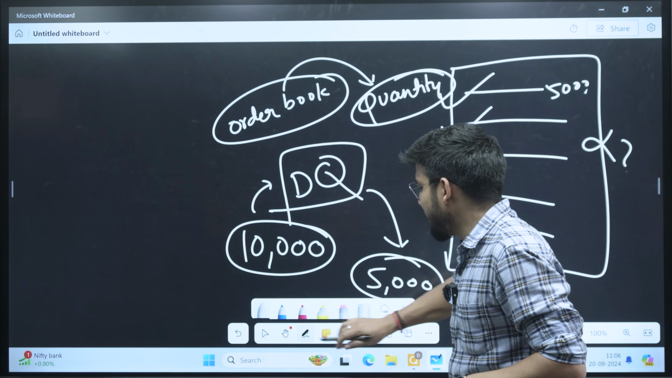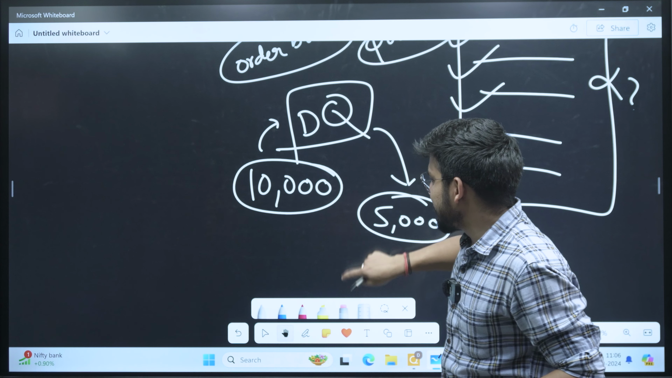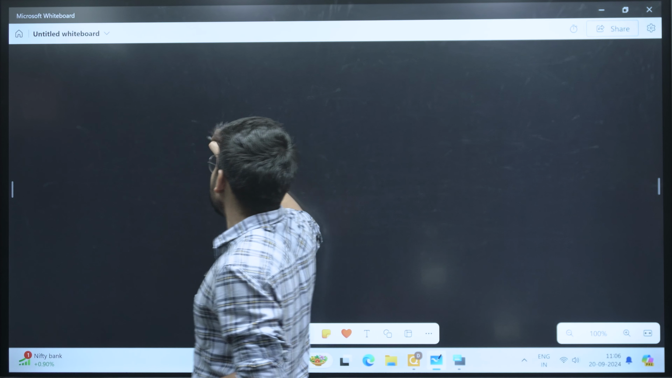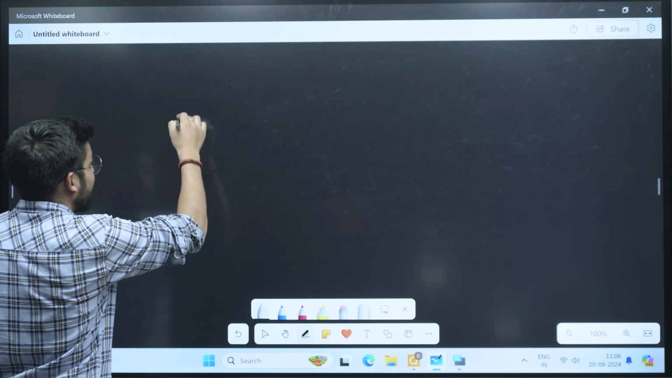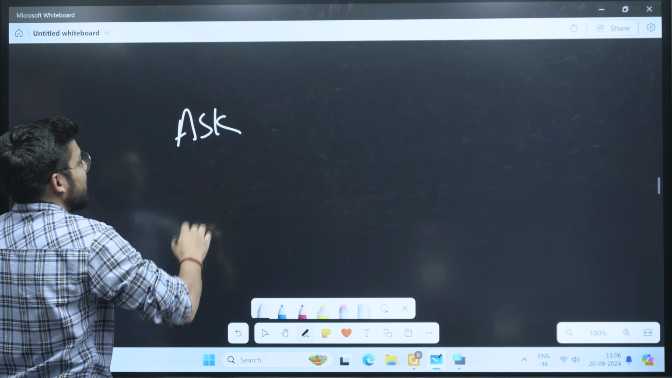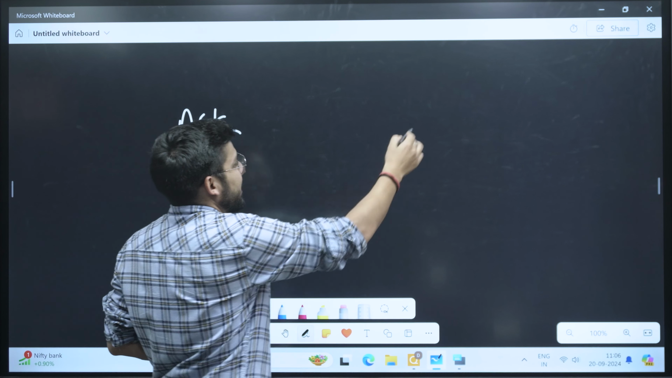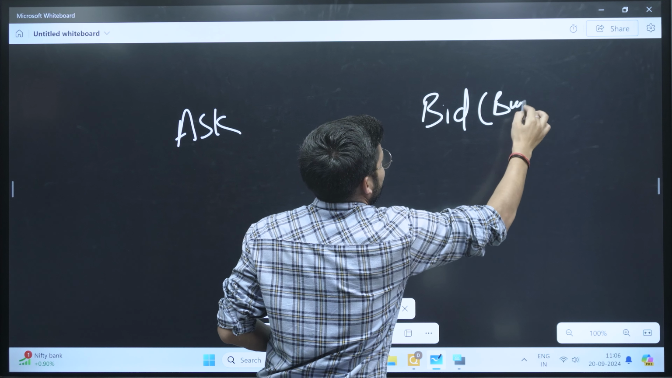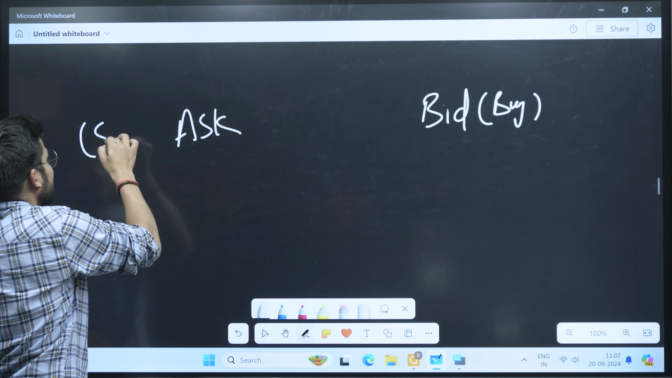Now moving ahead, you must have seen there are two types of prices. The first one is the ask price, and then there is the bid price, or you can say this is the buy price, or this is the sell price.